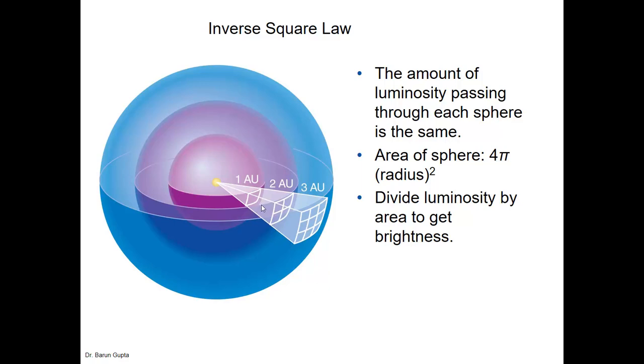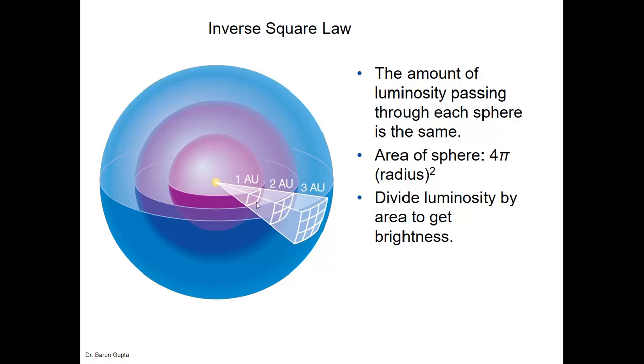So now let's take a unit area on the first sphere, which is at a distance of 1 astronomical unit. Remember, 1 astronomical unit is the average distance between the Earth and the Sun. If you take the 1 unit squared area, the light that passes through here also passes through the second sphere, but over a larger area.